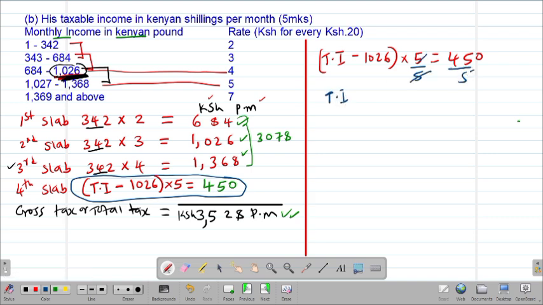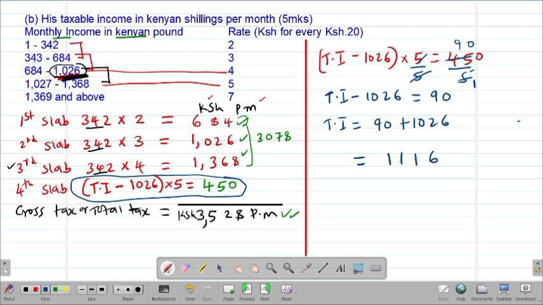So taxable income minus 1026 will be equal to 5 here 1, 5 here 9, then 0. So this will be equal to 90. So that means our taxable income will be equal to 90 plus 1026. So you take 90 plus 1026, your calculator will give you 1116. Then of course, we said taxable income will always be in the units of the table. The table was in Kenyan pounds per month.